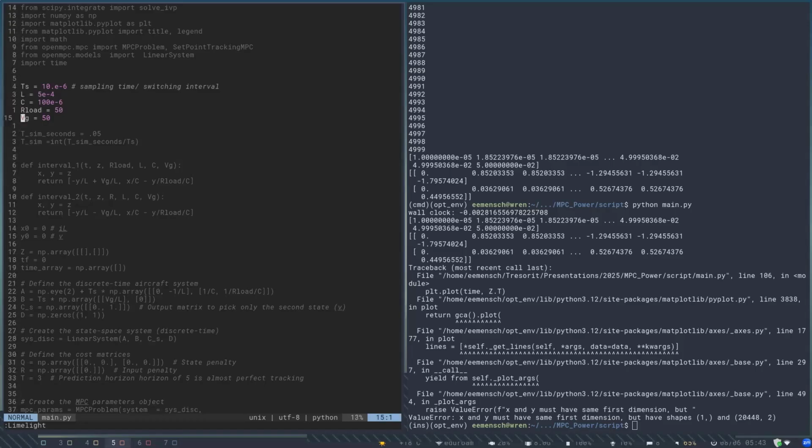So these are just setting up the problem. I'm running it for 0.05 seconds. We are talking about hundreds of kilohertz. That's long enough. That doesn't matter. So, does anyone remember what a zero order hold is? Don't worry about it.